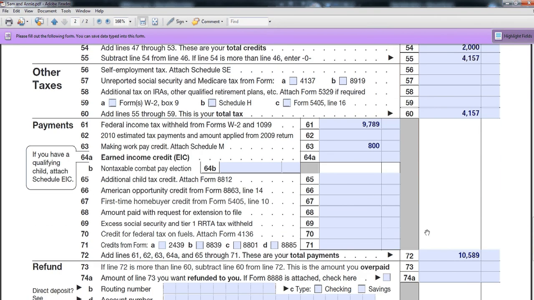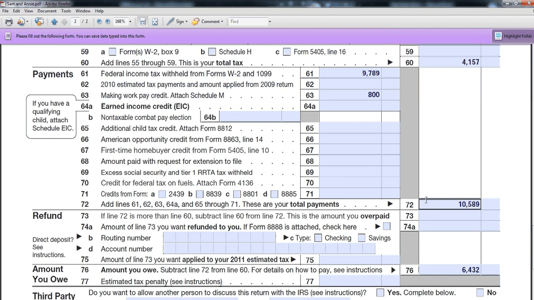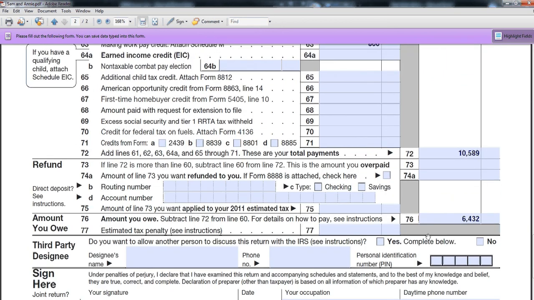And then on lines 61 and 63, line 61 is their federal withholdings. Line 63 is that making work pay credit, which you have to attach a Schedule M, which you'll fill out. And then on line 72, it's adding line 61 and 63 together. And then you're going to deduct line 60 from line 72. And this is the amount that is refunded, which we've already pre-calculated.